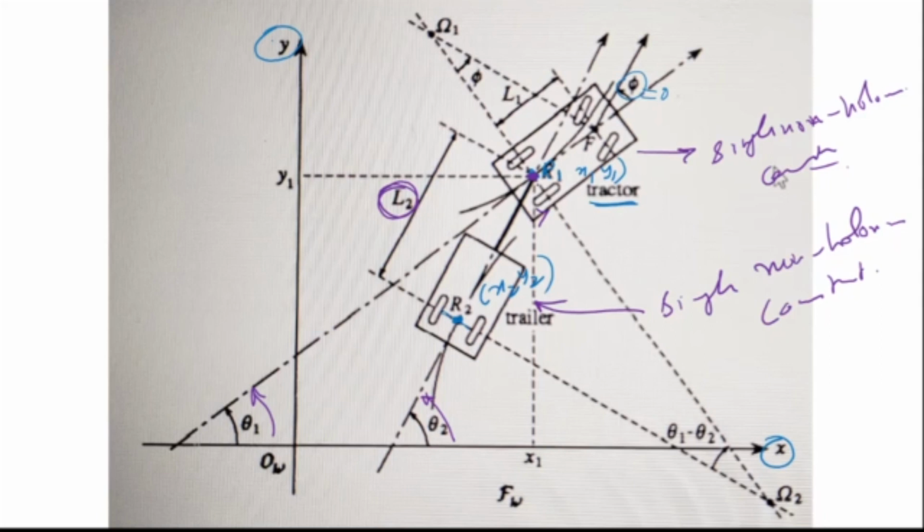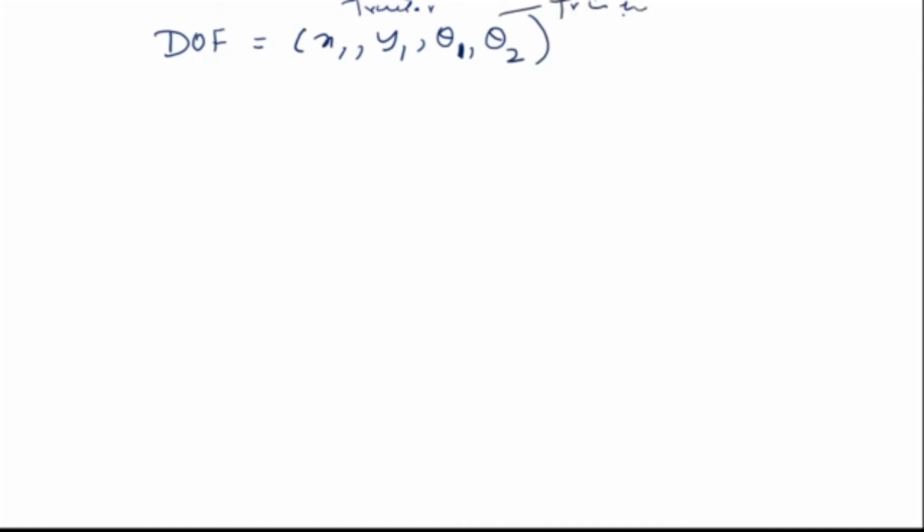Now let's see how to solve this problem. The first thing is to see how many degrees of freedom there are in the system. The degrees of freedom are x1, y1, theta 1 for the tractor. This is the same as that of a car. Now there is a theta 2 there, which is for the trailer. So this one is for the tractor, and that's for the trailer.